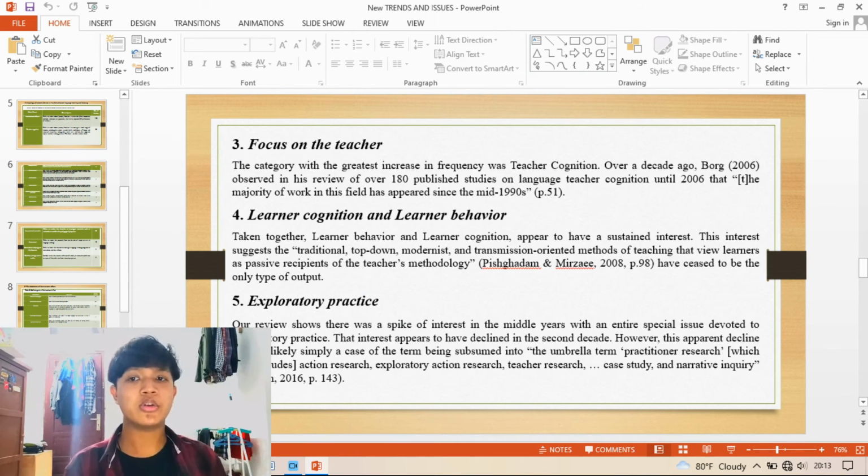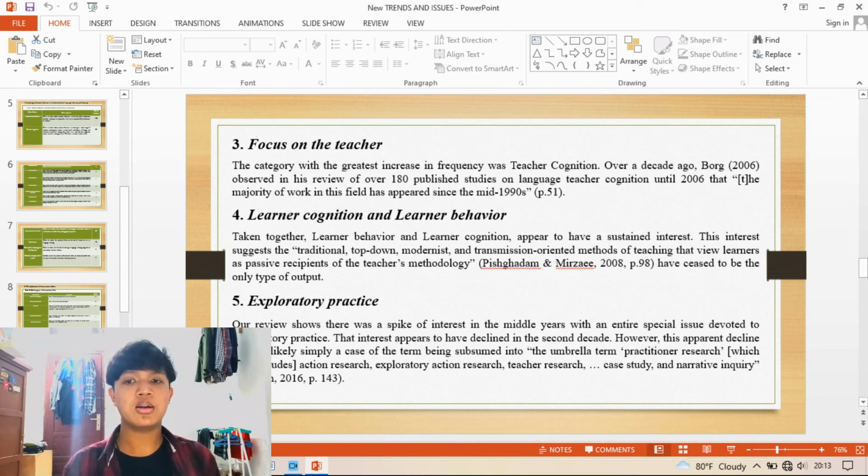Number 3, focus on the teacher. The category with the greatest increase in frequency was teacher cognition. Over a decade ago, Borg 2006 observed in his review of over 180 published studies on language teacher cognition until 2006 that the majority of work in this field has appeared since the mid-90s.